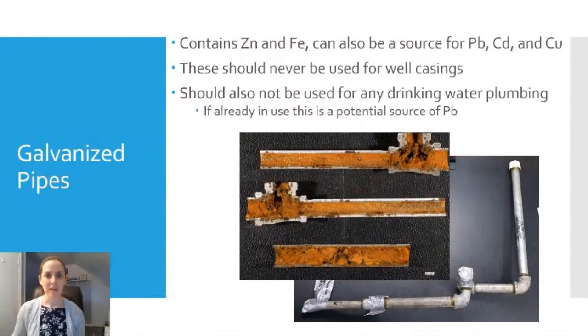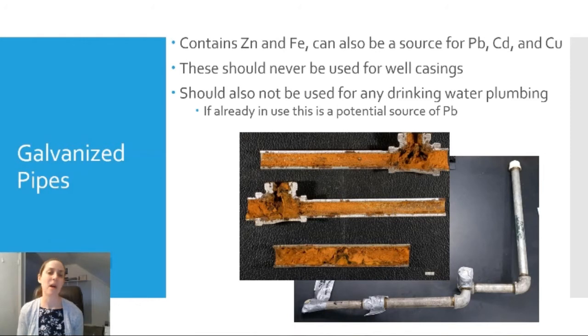And if we move over here to galvanized pipes, this is one that I mentioned earlier. These pipes intrinsically contain zinc and iron, but they can also be a source of lead, cadmium, and copper. Those are also some elements that can be found in the coating on these pipes. And because of that, they are a source of lead, and they should never be used for well casings, which are going to come into direct contact with drinking water, and they should also not be used for any drinking water plumbing because of the potential to leach lead and cadmium and also copper.